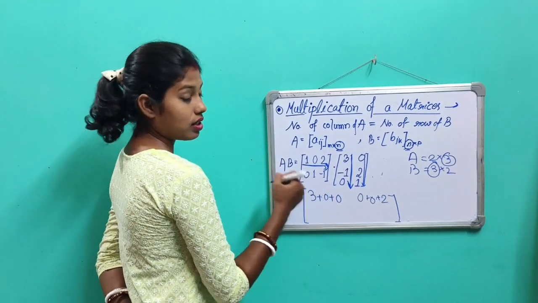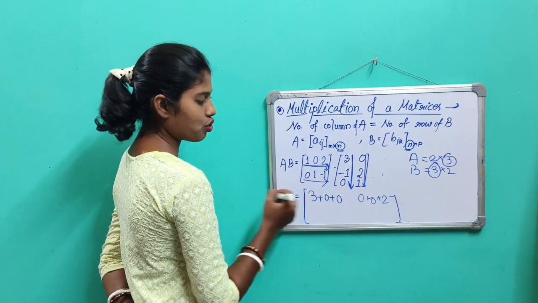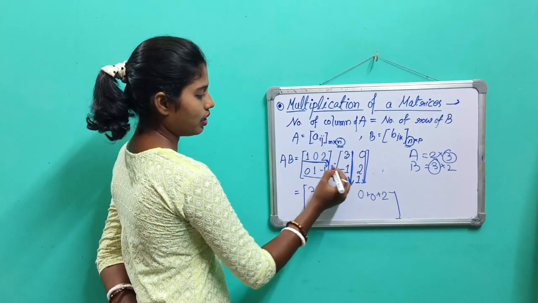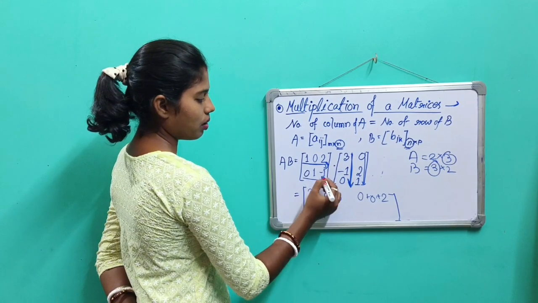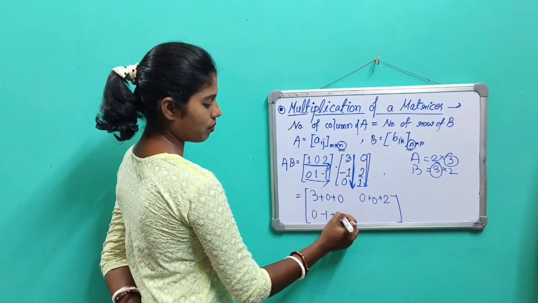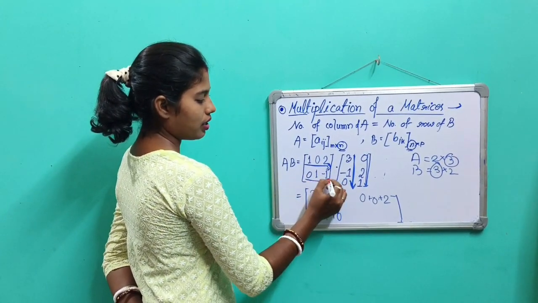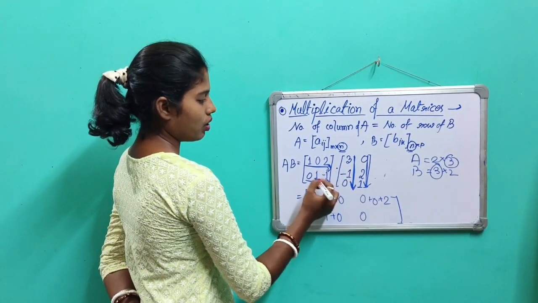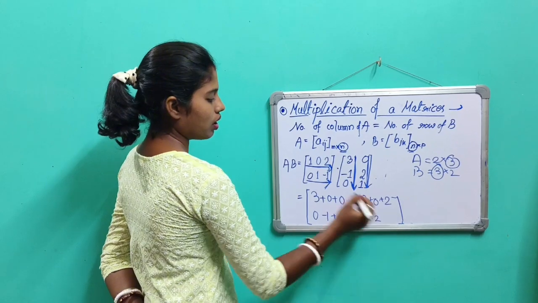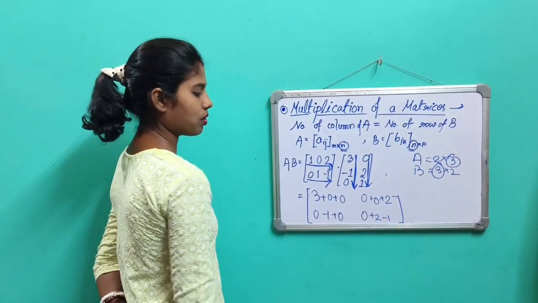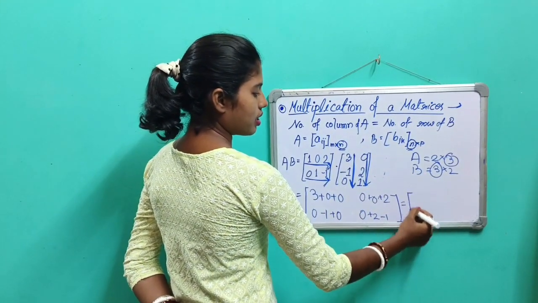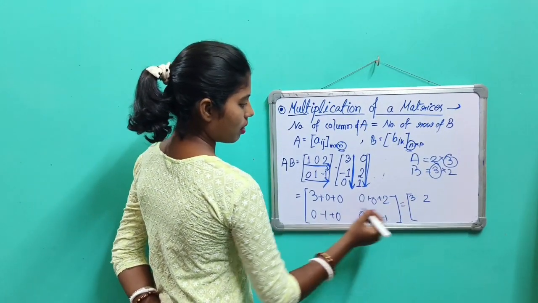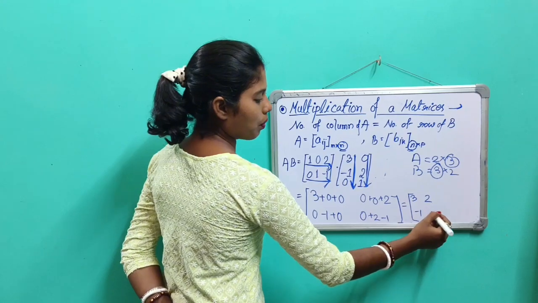Okay, the third one, multiply this row with the first column again. 0 into 3 is 0, 1 into minus 1, minus 1. Minus 1 into 0, 0. Again we will multiply this row with this column. 0 into 0, 0. 1 into 2, 2. Minus 1 into minus 1, minus 1. So the resultant matrix is 3, 2, minus 1, 1.